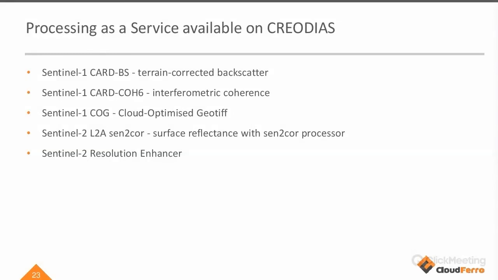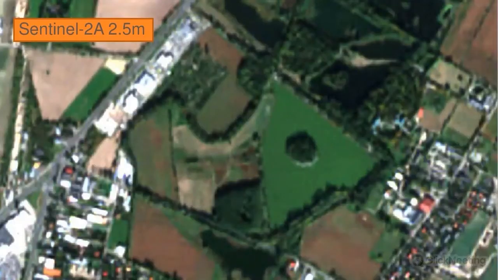something interesting. So what is actually the resolution enhancer? Let's have a look at this Sentinel-2A resolution. This is just a sample acquired by Sentinel-2 over Germany. So this is Sentinel-2 in the resolution of 10 meters. And our Sentinel enhancer gives us a much better resolution of 2.5 meters.